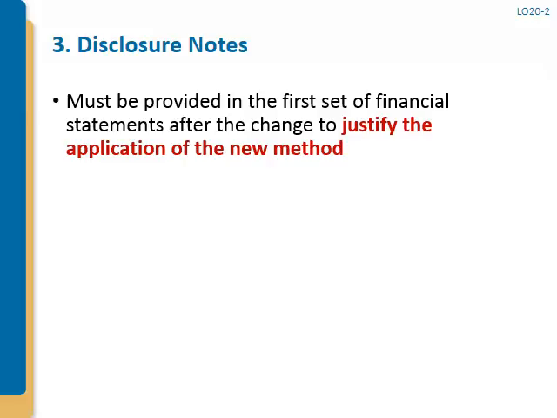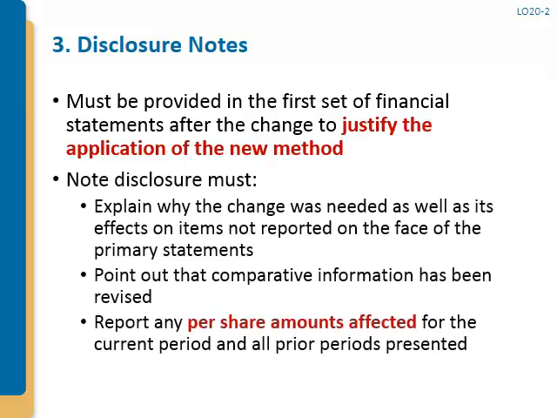To achieve consistency and comparability, accounting choices should be consistently followed from year to year. Any change then requires that the new method be justified as clearly more appropriate. In the first set of financial statements after the change, a disclosure note is needed to provide that justification. The note also should point out that comparative information has been revised, or that the retrospective revision has not been made because it is impractical, and report any per share amounts affected in the current period and all prior periods presented.